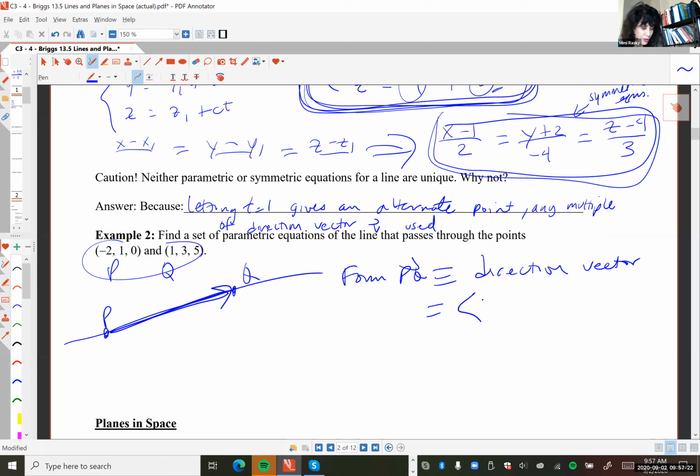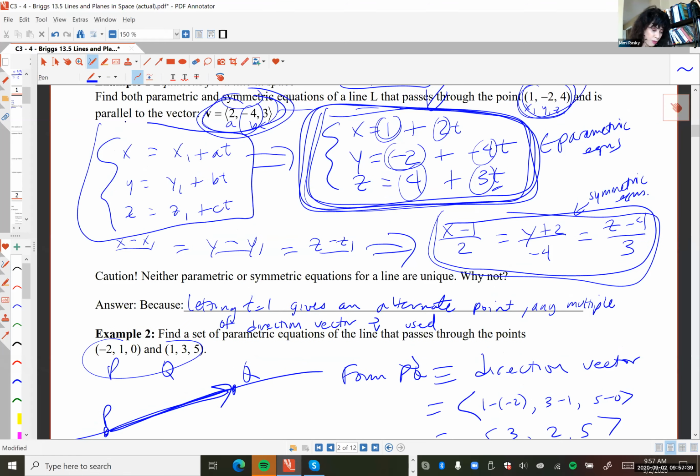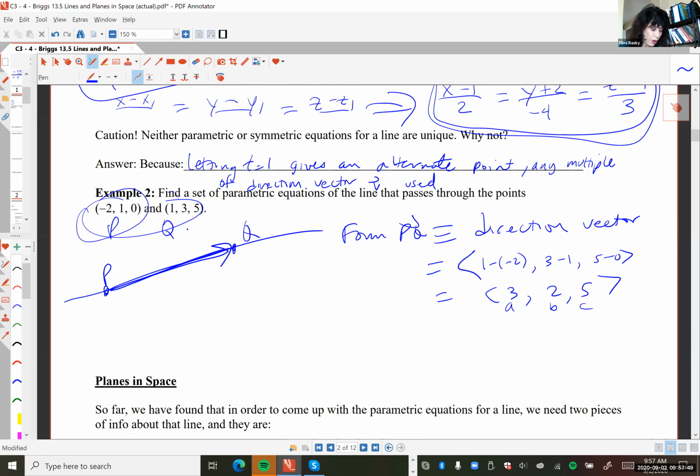Fantastic. So I'm going to do that now. Terminal minus initial, terminal minus initial, terminal minus initial. And I get 3, 2, 5. Yeah? And these are the A, B, C, my direction numbers for my line. So now if I look at the parametric equations general formula, I have my A, B, C. That's the direction numbers here. But who should I use for my point on the line? Should I use P or Q, or does it not matter? Doesn't matter? Doesn't matter, correct.